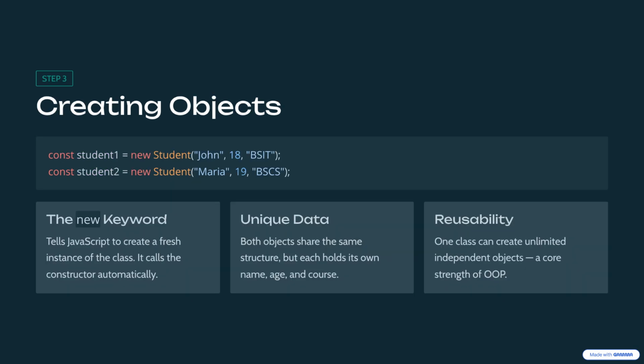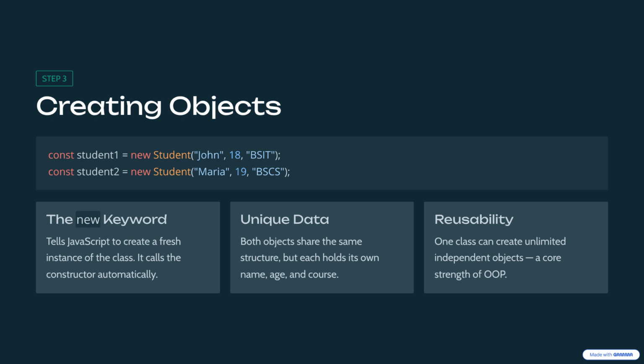With the class complete, we can now create actual objects. The keyword new tells JavaScript to create a new instance of the student class. The first object is assigned to the variable student1 and contains the values John, 18, and Bipsit. The second object is assigned to student2 with the values Maria, 19, and BSCS.